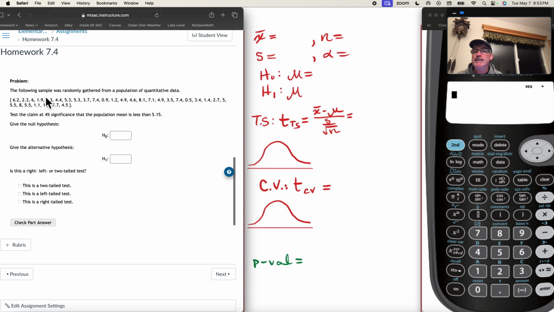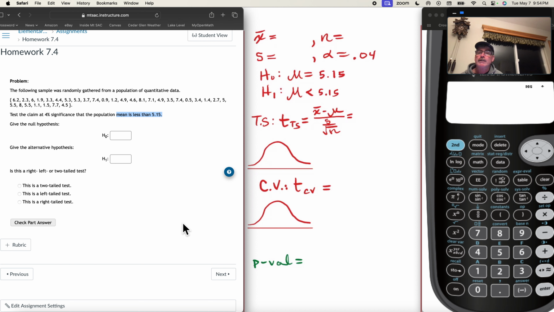It says the following sample was randomly gathered from a population of quantitative data. There's no context here, just a list of numbers. Tested claim at 4% significance, and my alpha is 0.04. I don't know the mean or standard deviation, but it says that we're testing a claim that the population mean is less than 5.15. So that is mu less than 5.15. And the null hypothesis would just be mu equal to 5.15.